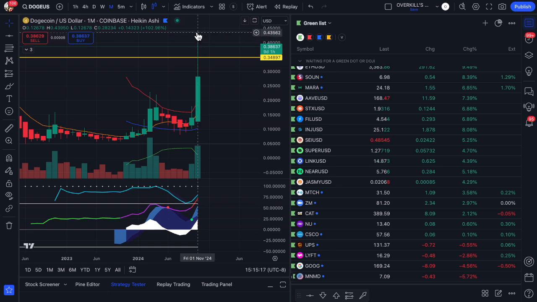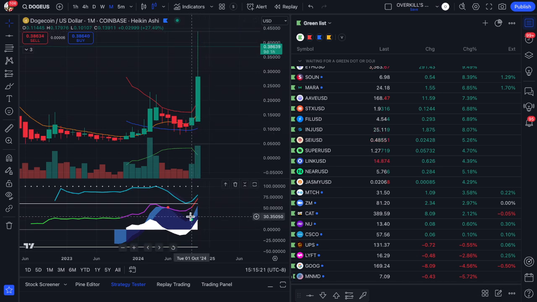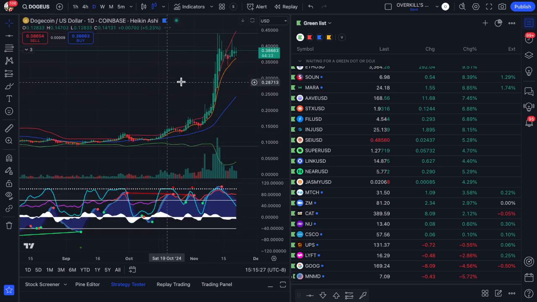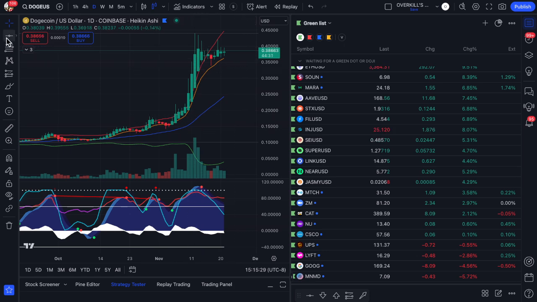Where's the price? Where did it hit? It hit like 44. So that was a massive, massive move if you entered off the monthly dot. Okay, 11 cents all the way up to 44. That's a 300% move. Let's look at the daily, and we're just consolidating right now.